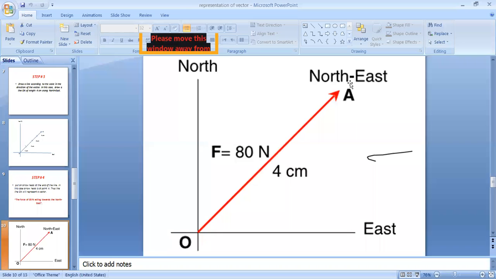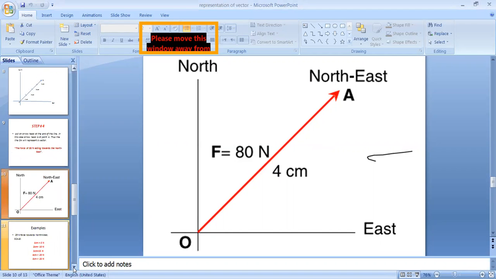Can you make a picture same like that but of a different direction? If I give you a different force value and a different direction, can you make it? Yes. Okay, now I have a question for you.